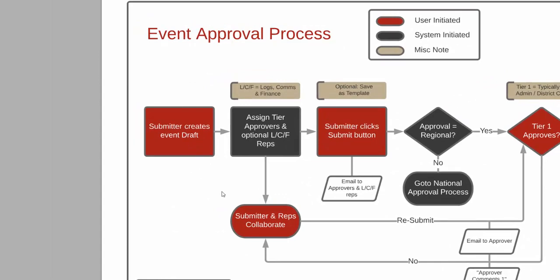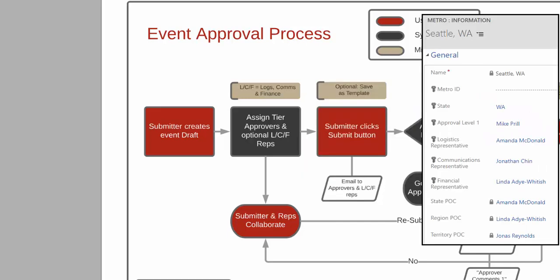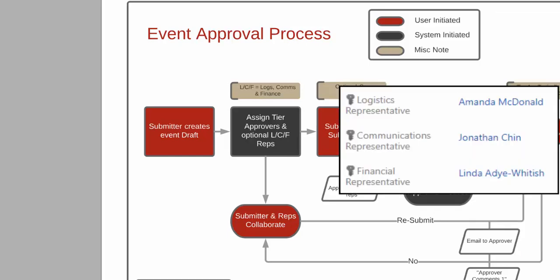As soon as they save that draft, the system is going to automatically show them who the approvers are for that particular area and for that level of money that they're requesting. The approvers are driven by the master lists, which we'll go over in a different video. The master lists are very integral to the event management process and which people actually get put into what positions for the event. In addition, there's an optional logs, comms, and finance representative in those master lists, and those representatives will also be put into the event as soon as it's saved as well.